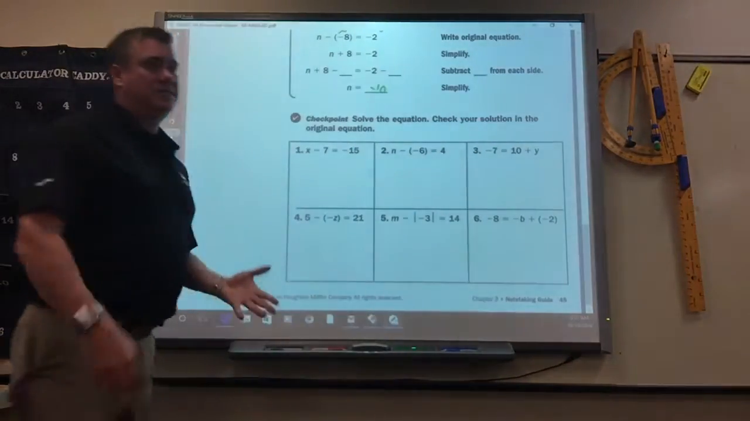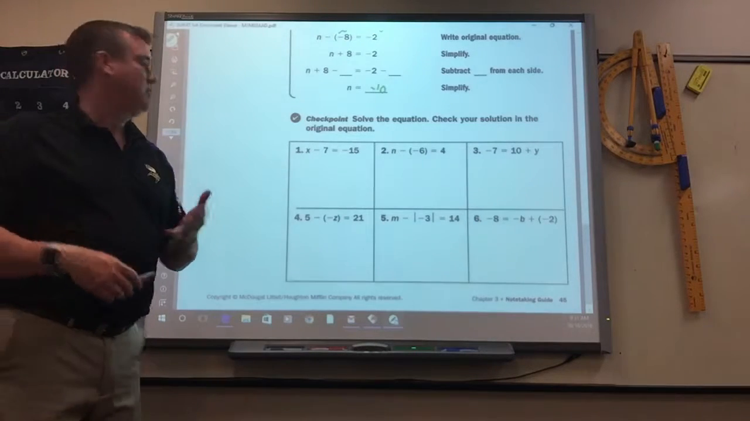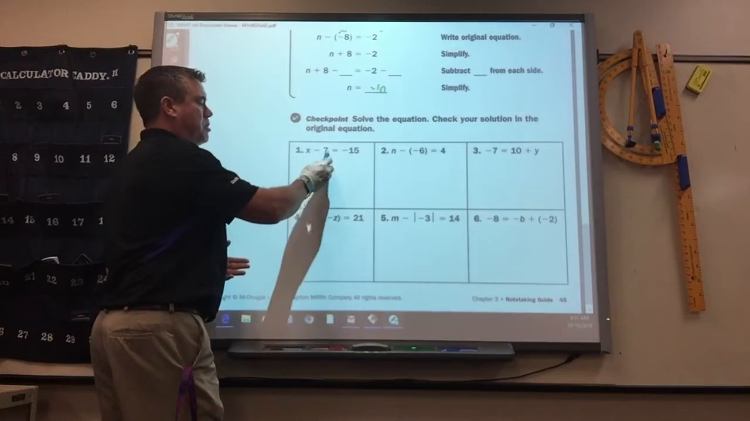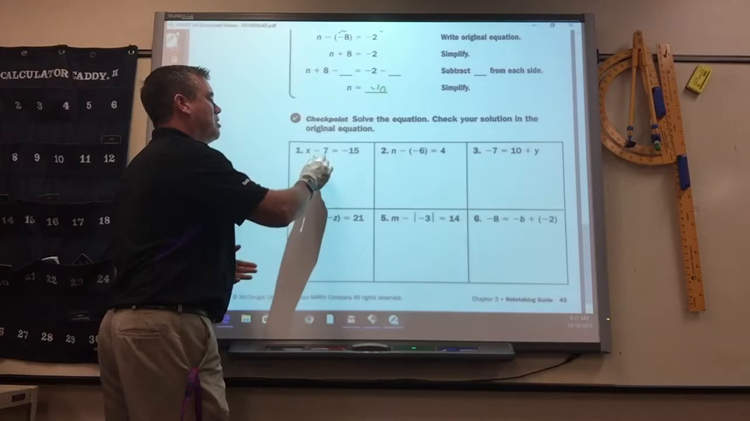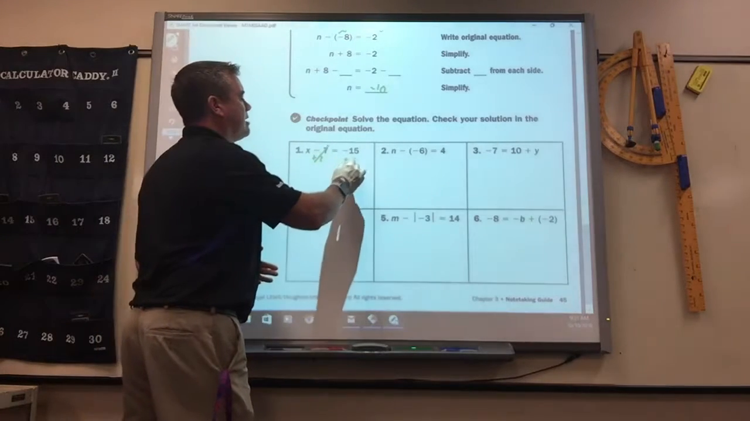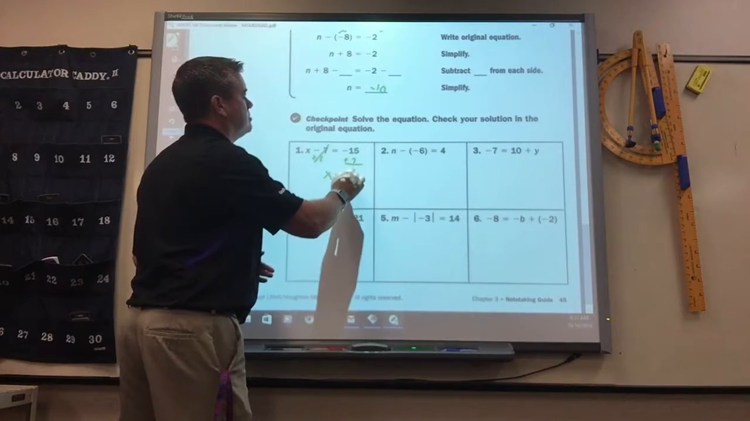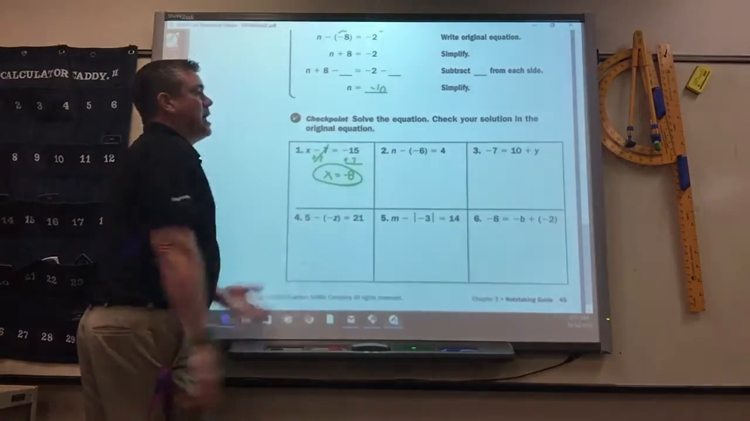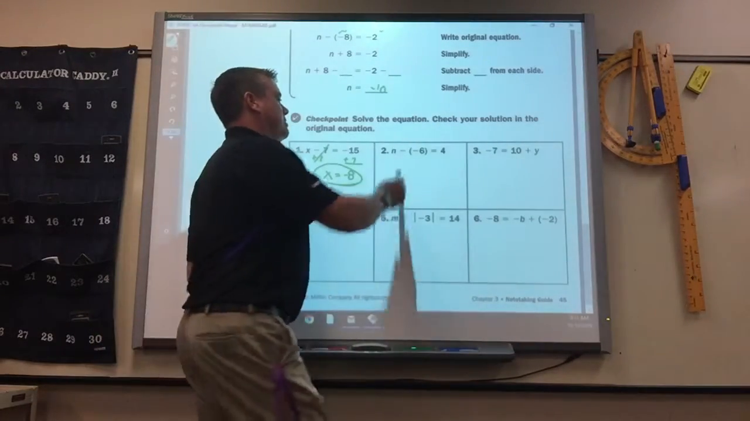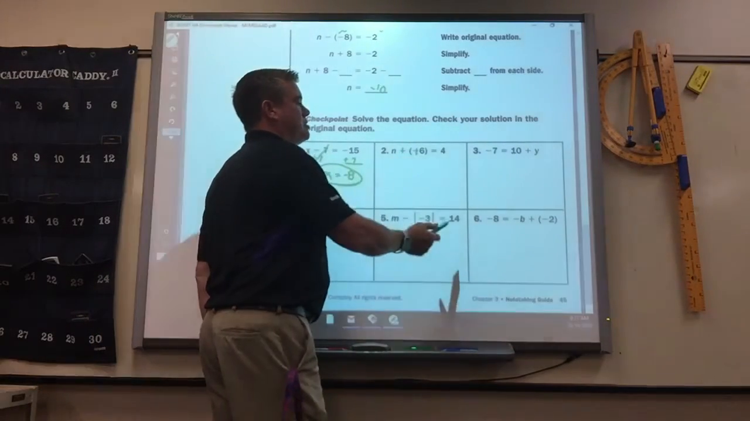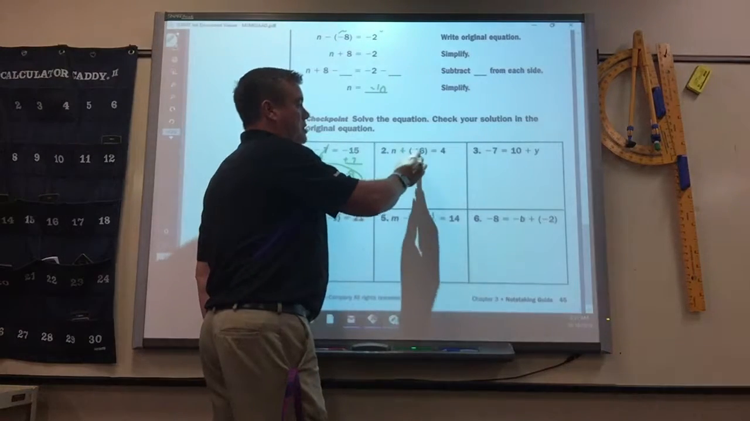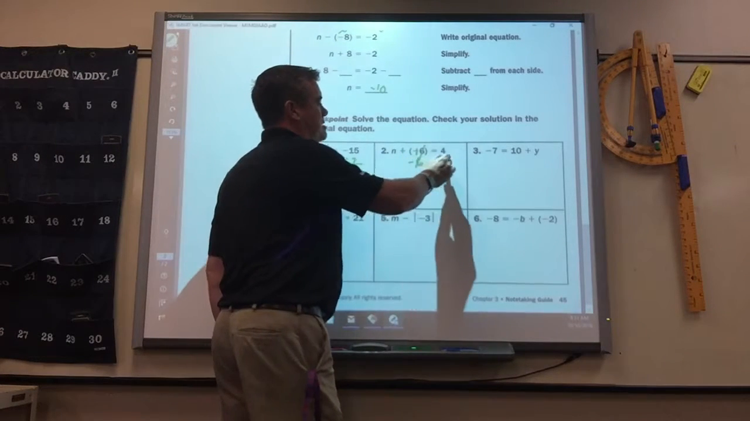So, again, these are very simple. It's just one step. Like here, it's x plus 7, so to get the x by itself, you do the opposite. You add 7, and you're done. Some of these you got to simplify. Since it's a minus minus, you got to change it to a plus, which means to get rid of the plus 6, you minus 6.